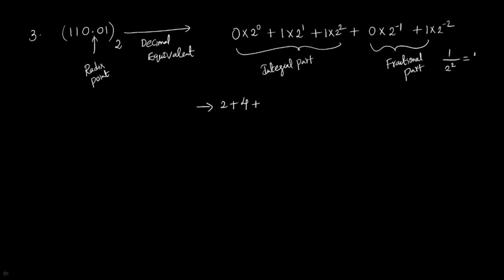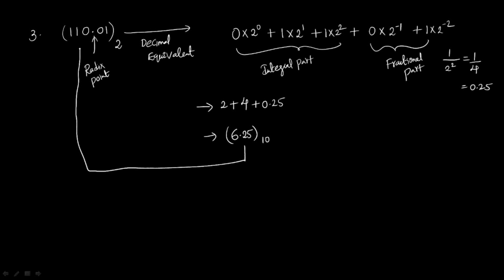What is 1 by 2 square? It is 1 by 4. 1 by 4 is nothing but 0.25. So I am writing this value directly as 0.25. Now adding all these terms, you will get a decimal equivalent of 6.25 for the binary number 110.01. If you have a binary number like this, you can find the decimal equivalent by dividing it into the integral part and the fractional part and adding them together. You will get the decimal equivalent.